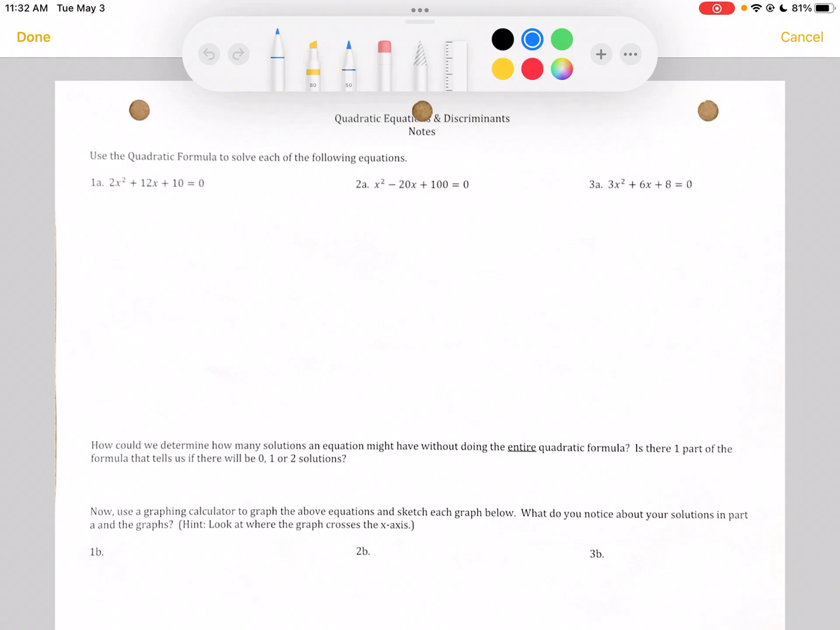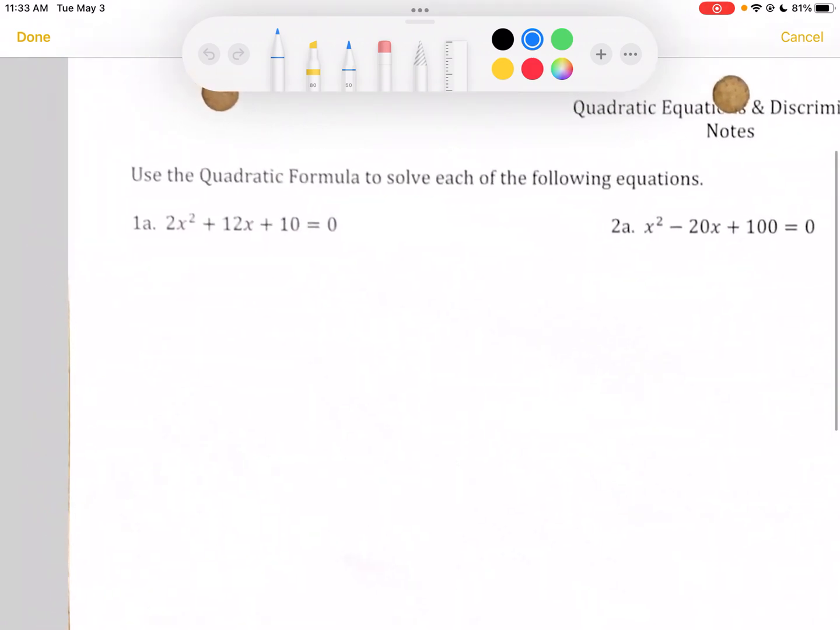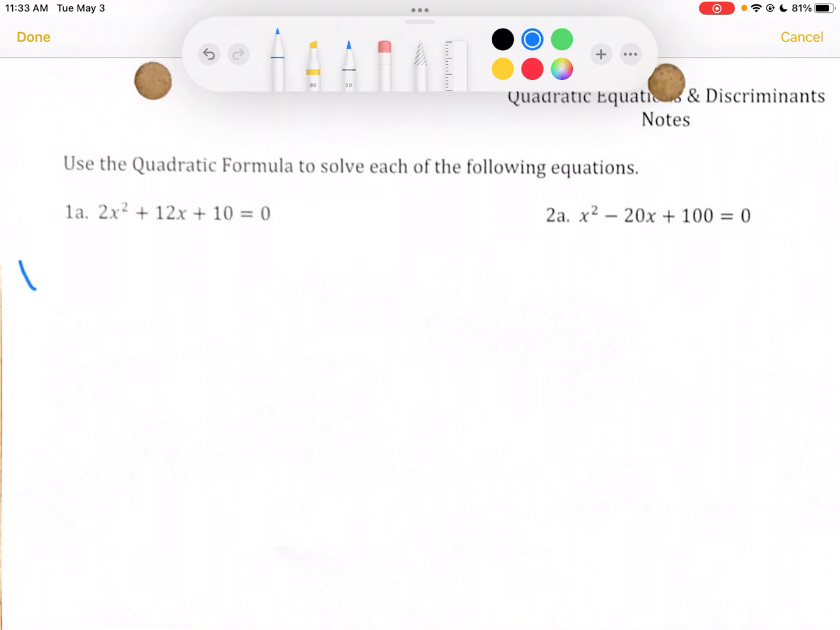Hello, we're working on some more quadratic formula problems today. However, today we're going to try to shorten things a little bit and make things a little bit easier for you in some ways. So for these first three examples, 1a, 2a, 3a, we're going to just use the quadratic formula as we have been. No changes. We're just going to plug it in.